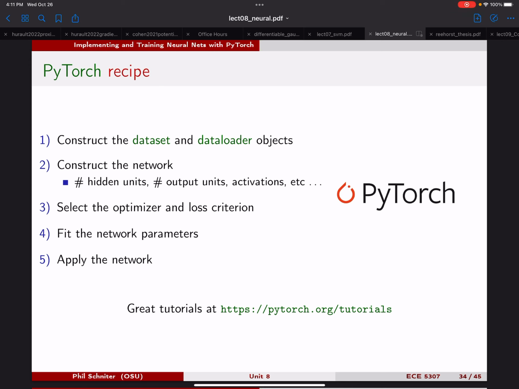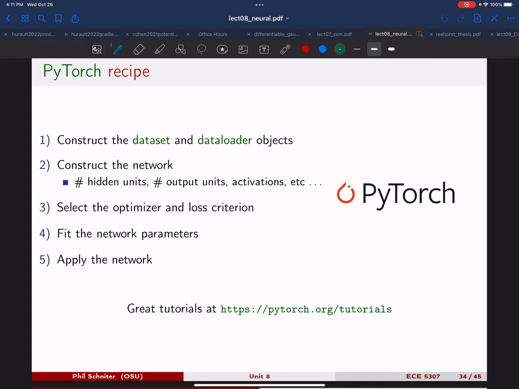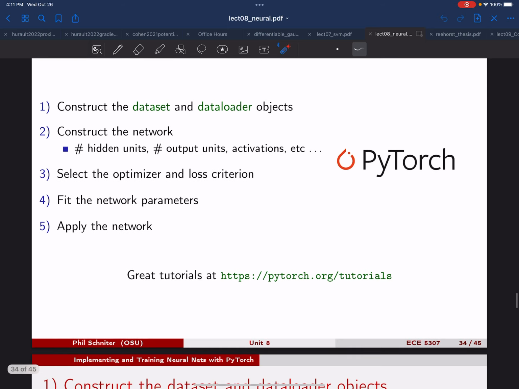So we were making our way through the implementation strategy in PyTorch. We said it was 5 steps. So the first step is we construct some objects that hold the data, and then we construct the network, then the optimizer and the loss. Finally, we fit the parameters, train it, and then we apply that network.